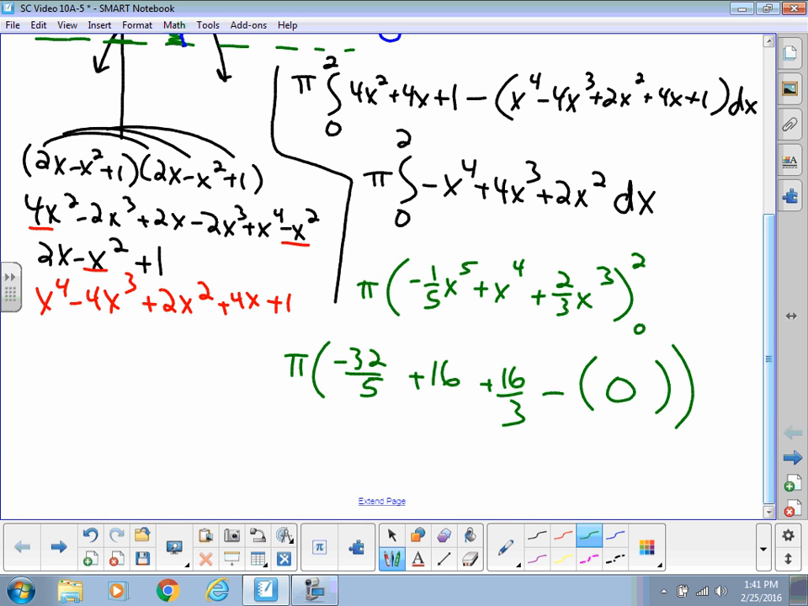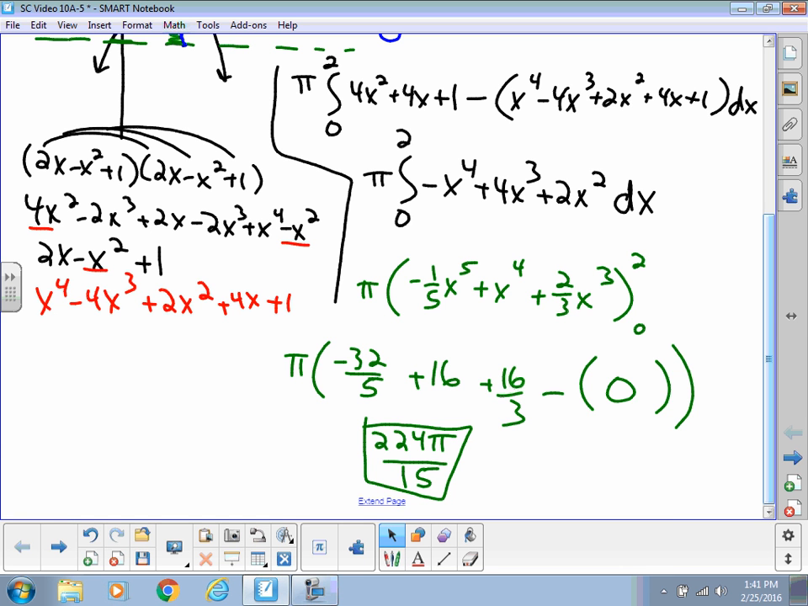If we add those together and multiply by pi, we'll end up getting 224 pi over 15. And that is the volume of our solid that is formed when rotating our region around y equals negative 1.